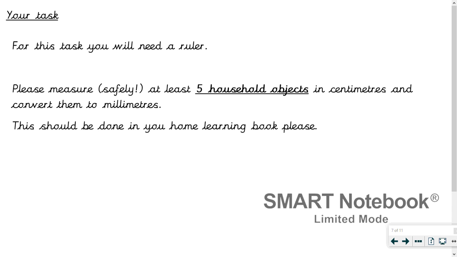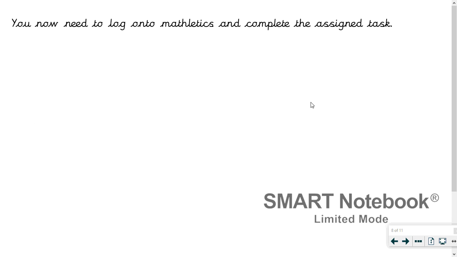Brilliant. Hopefully you were able to find a ruler and do that task, but if you really struggle to find a ruler, don't panic. So what you're going to do now, because you can all do this, is to log on to your mathletics, and you've been assigned a task today which is converting between centimetres and millimetres. Use what we've done in practice today, see if you can nail it and get that 100%. So pause the video, go and do your mathletics, and then come back, please. Off you go.